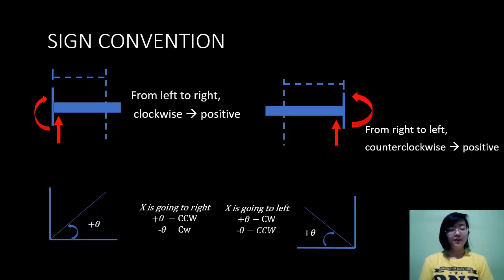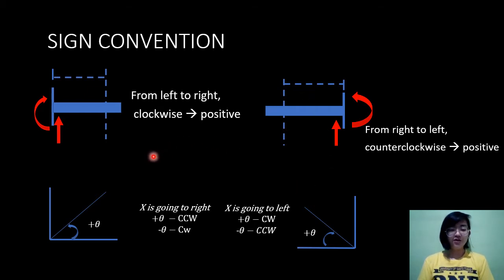Now let's go to the sign convention for DIM. The sign convention depends on where you set up your origin. For this one, from left to right, clockwise is positive. Here is your origin, and here you take moments. So it goes left to right, clockwise positive. The other one is vice versa: if from right to left, counterclockwise is positive. If you set the origin here and take moments here, counterclockwise is positive.